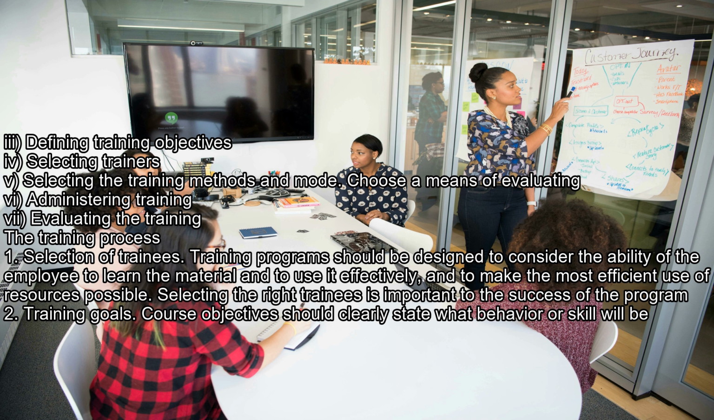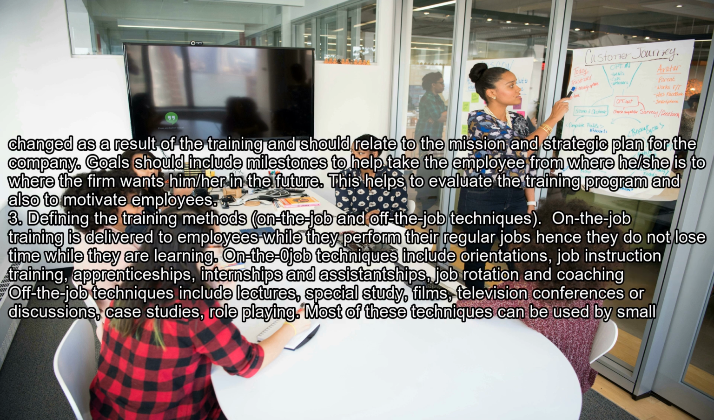The training process. 1. Selection of trainees. Training programs should be designed to consider the ability of the employee to learn the material and to use it effectively, and to make the most efficient use of resources possible. Selecting the right trainees is important to the success of the program. 2. Training goals. Course objectives should clearly state what behavior or skill will be changed as a result of the training and should relate to the mission and strategic plan for the company. Goals should include milestones to help take the employee from where he or she is to where the firm wants him or her in the future. This helps to evaluate the training program and also to motivate employees.